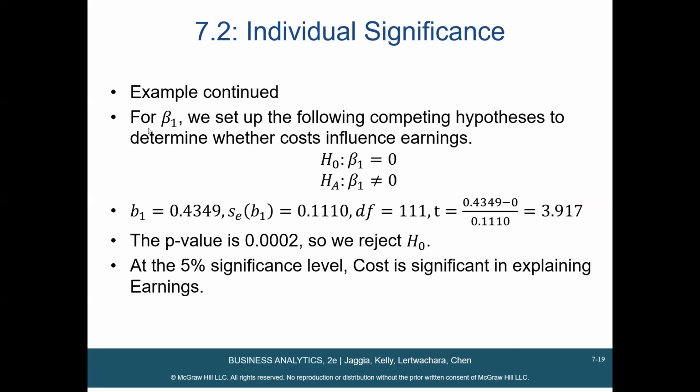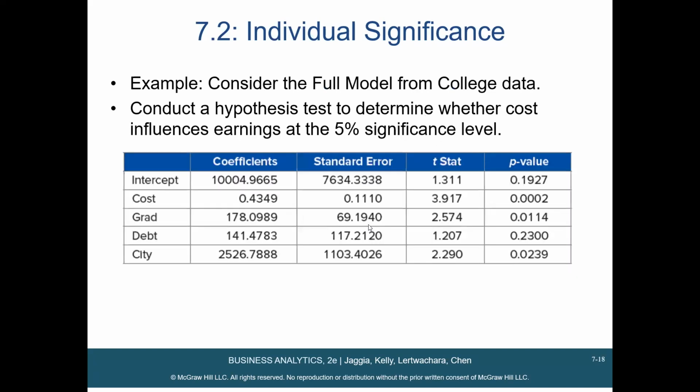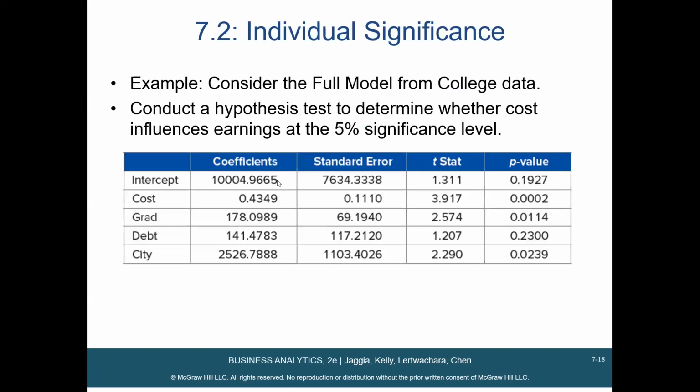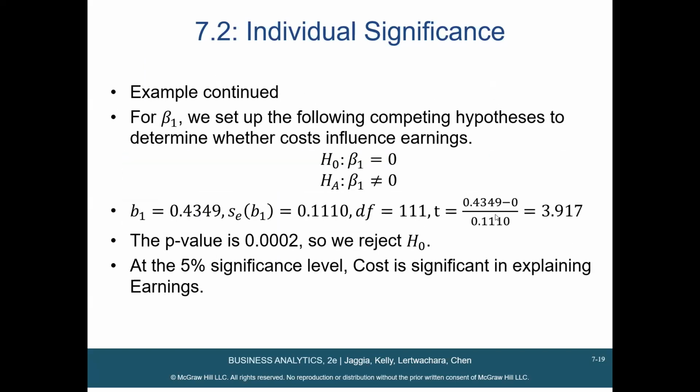And let's just focus on one of them, beta 1. We can set up the following hypothesis: the null is that beta 1 is 0, and the alternative is that it's not. We have an estimate of 0.4349. It had a standard error of 0.1110, and we have a degrees of freedom, right? Remember now this is n minus k minus 1. We have 4 predictors, so we have 116 records minus 4 predictors minus 1. So really 116 minus 5, or 111.